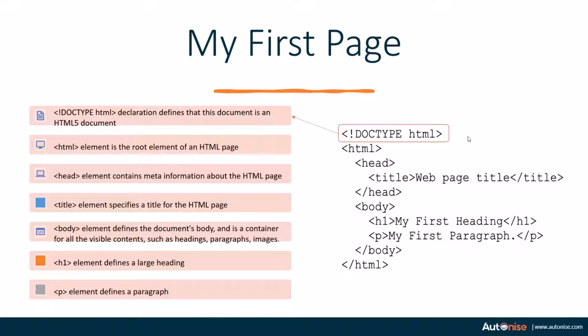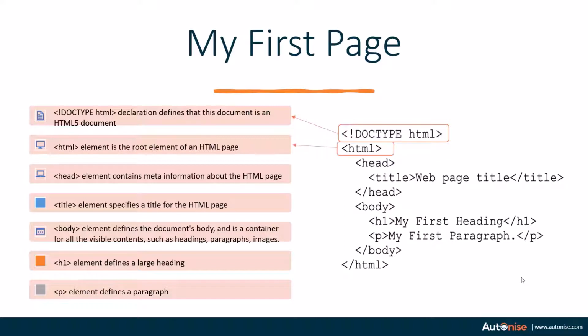So the first line, which is doctype HTML, tells the browser that, hey, this code is of HTML5. HTML has had a very long history and there have been many revisions along the way. Currently, HTML5 is the latest version, and when you specify doctype HTML, the browser understands that this code is the latest of the HTML version.